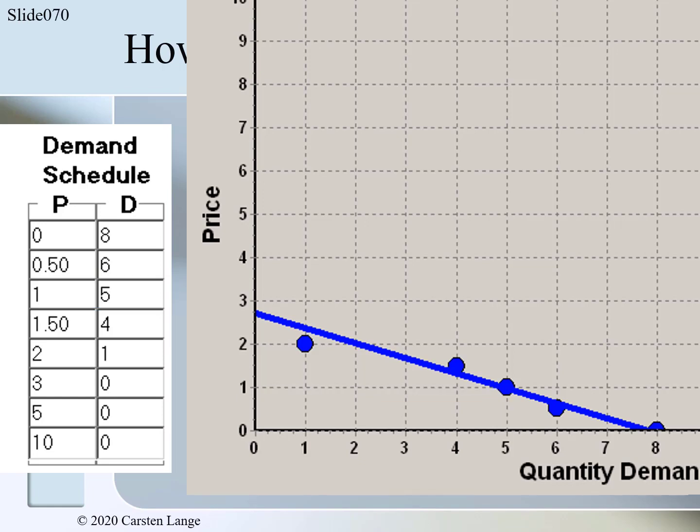For a price of 50 cents, the demand schedule shows that the demanded quantity is 6. To see the result for the demand curve, we again pick on the vertical axis the price, in this case it's 50 cents, and we move all the way horizontally until we reach the demand curve, go straight down, and we'll find that the demand curve leads to the same result, a demanded quantity of 6 cans of Coke.